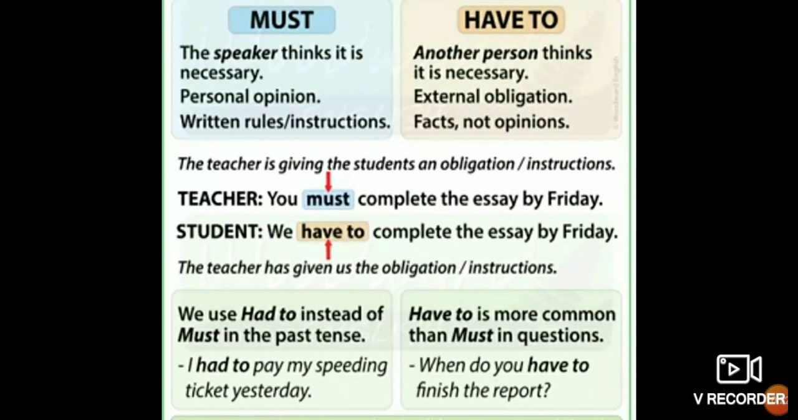Okay. Now see, in this video I have told you the uses of must and have to, where we use have to and where we use must. And I have explained it very nicely: when the speaker thinks it is necessary, then we use must, and when another person thinks it is necessary, which is used for external obligation, then we use have to.